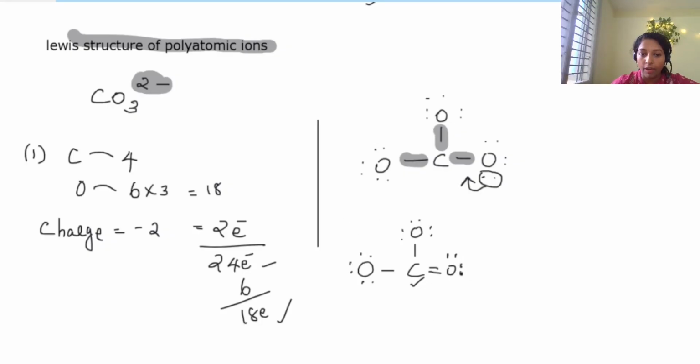Okay, and finally, if it's a polyatomic ion, draw a square bracket and show 2 minus, because the 2 extra electrons we have already used in this diagram, so we need to show the charge.